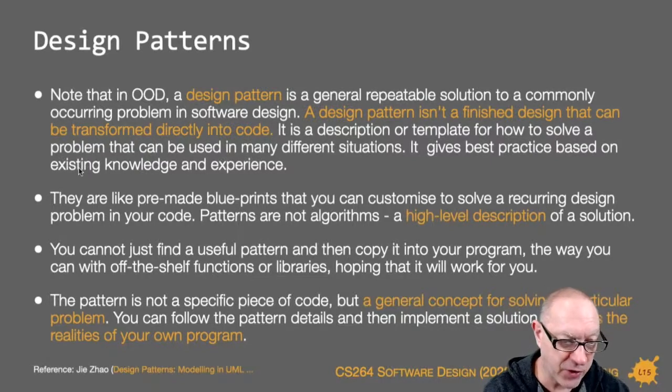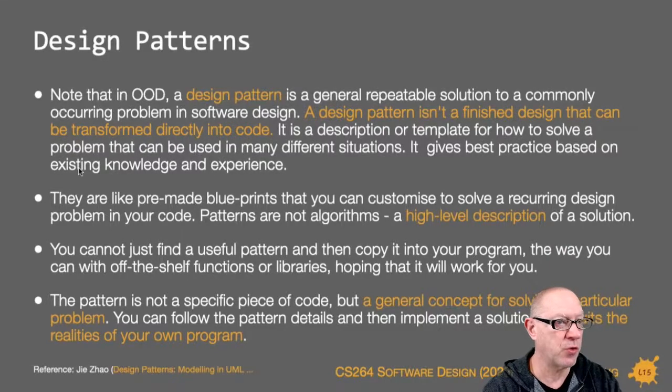It's not like saying I need to sort something, so I need to implement a quick sort in my code. It's not like that, where you can just take the code, it works, and there you have it. I want to build a stack functionality in my code. You copy and paste, and it'll just be fine. It doesn't work like that. You can't just find a useful pattern and then copy it into your program the way you can with off-the-shelf functions like libraries and then hope that it'll work. It's not a specific piece of code.